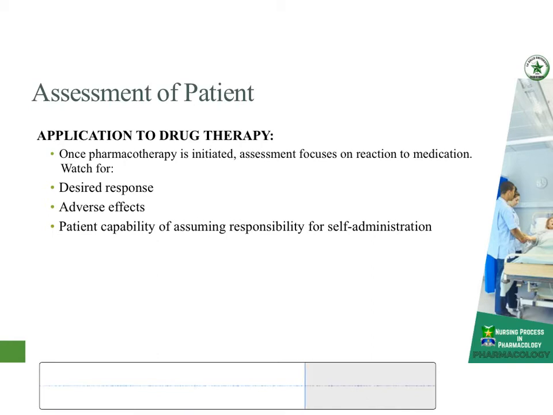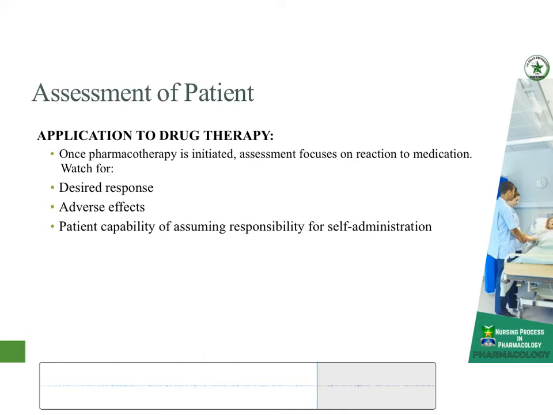Okay? A precaution, by contrast, can be defined as a condition that significantly increases the risk of an adverse reaction to a particular drug, but not to the degree that it is life-threatening. Okay? So that is the difference between a precaution and a contraindication.